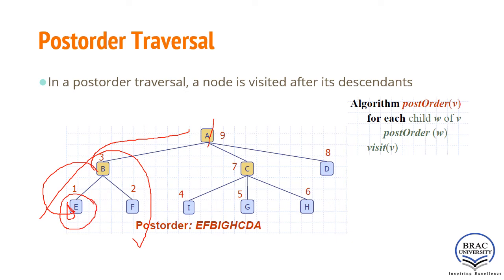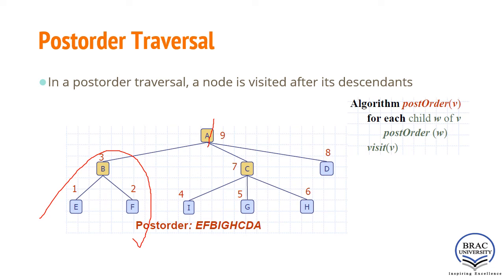Then this is the left child, then right child, then root. So the visit order will be E, F, B. For this subtree, the visit order will be E, F, B. Okay. So this one is done. For the root, the left subtree part is done, that is E, F, B.